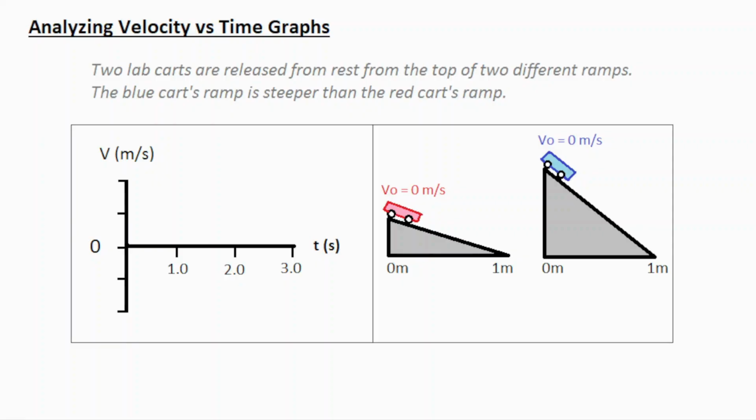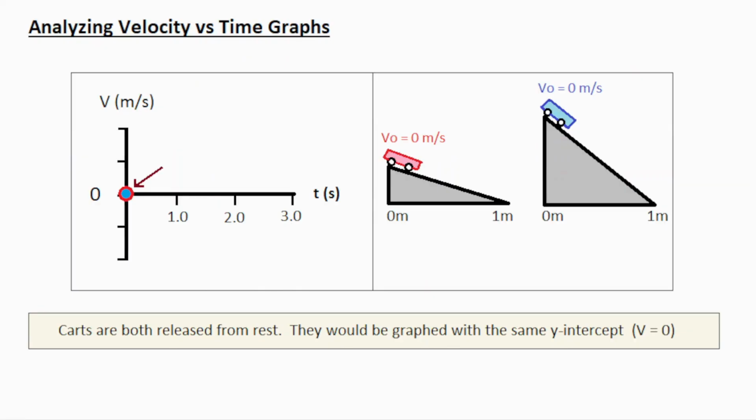The second example shows carts that are placed on different ramps. They are both released from rest, but the red cart moves down a ramp that isn't very steep, while the blue cart moves down a ramp that is much steeper. In graphing the motion of these two on the same velocity time graph, I think they would have the same y-intercept. They both start with a velocity of 0, so their graph lines would start at the origin.